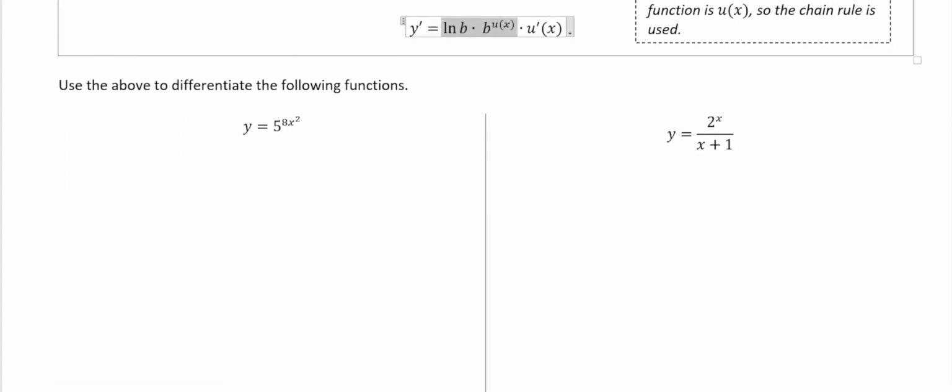Use the above to differentiate the following functions. Okay, so I know that my formula right here says y prime is equal to the natural logarithm of the base times the exponential function again, but then times the first derivative of the exponent. So I can apply that rule. I don't have to do this from first principles. The base here is 5, so ln 5. The exponential function is 5 to the power of 8x squared, and then the derivative of the exponent is 16x.